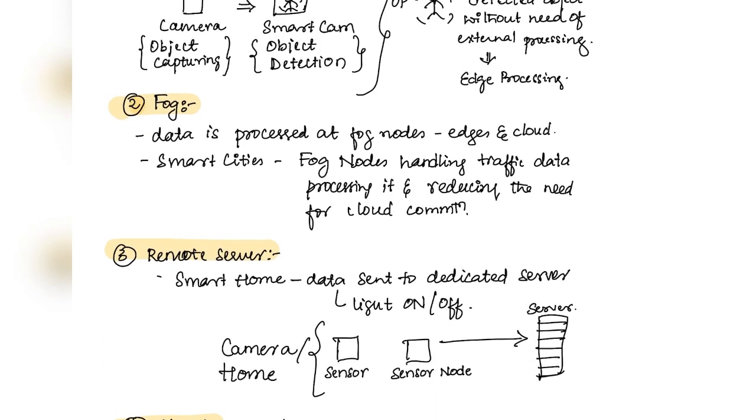Next we have fog. Fog means data is processed at fog nodes, which sit between the edge and the cloud. Taking the example of smart cities, fog nodes handle traffic data processing, and this reduces the need for cloud communication.